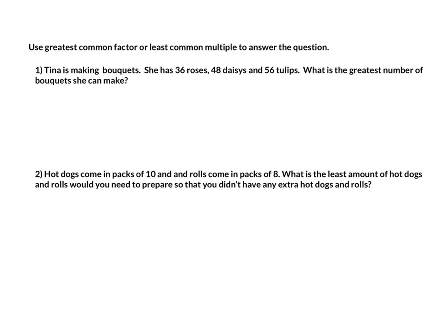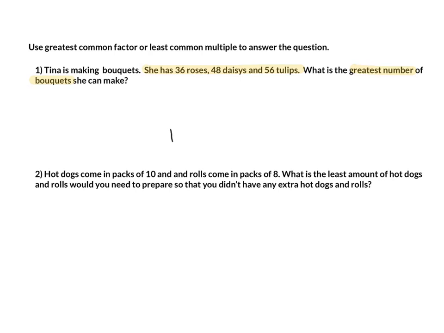So, as I look at the first one, it says, Tina's making bouquets. She has 36 roses, 48 daisies, and 56 tulips. What is the greatest number of bouquets she can make? Well, what I'm noticing right here is that she has 36 roses, 48 daisies, and 56 tulips, and they're asking for the greatest number of bouquets. Well, I'm not going to go from 36 roses and then somehow have more roses. This is all she has. So what must be happening here is that we're going to break this down into smaller groups.